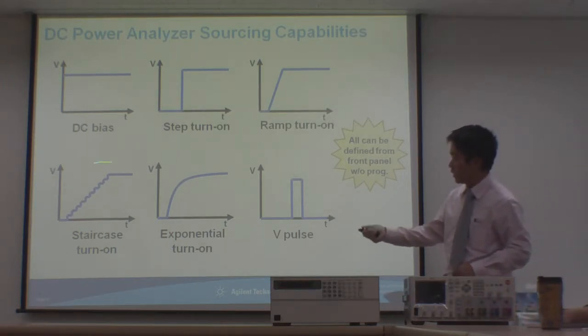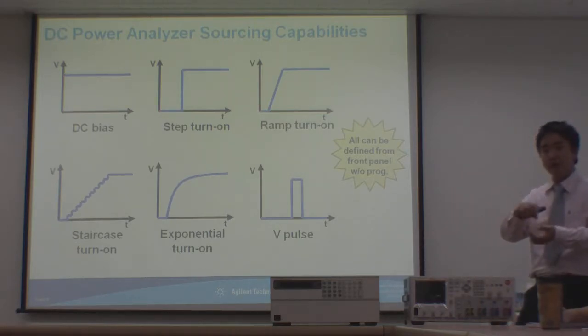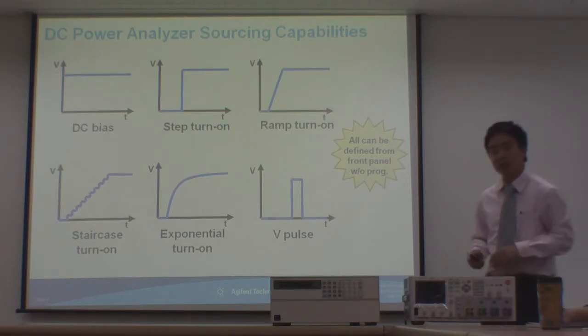For example, on the staircase function, you could do that for an IV sweep. If you want to sweep your component I and V, you can set the staircase turn on function for that type of scenario.